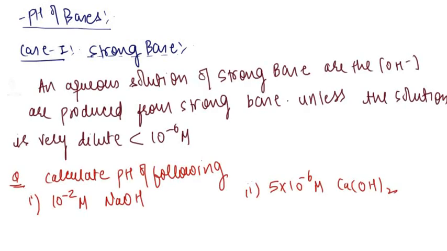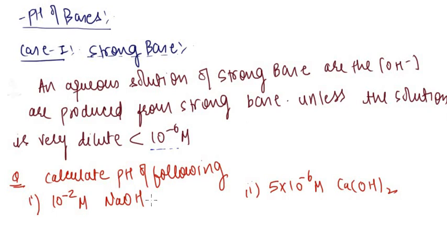When we have an aqueous solution of any strong base, all the OH negative we will consider to be coming from the strong base only. In aqueous solution, all the OH negative comes from the strong base until it is very dilute. Very dilute means the concentration is less than 10 to the power negative 6. When it is more dilute, as we have seen in the case of acids, the contribution of water will also be included.